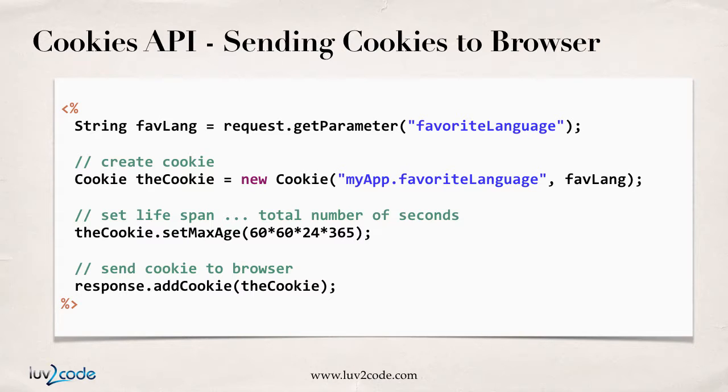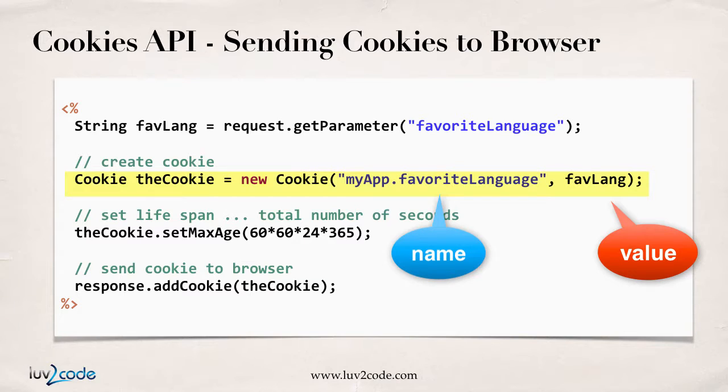All right, so let's walk through the code here. The first line here, request.getParameter favoriteLanguage. Again, we're just reading something from the form data. The next thing we need to do is create the cookie. So I say new Cookie, and I give the name-value pair. The name is myapp.favoritelanguage, and again, the name could be anything, comma, favLang. That's the variable from the previous line.